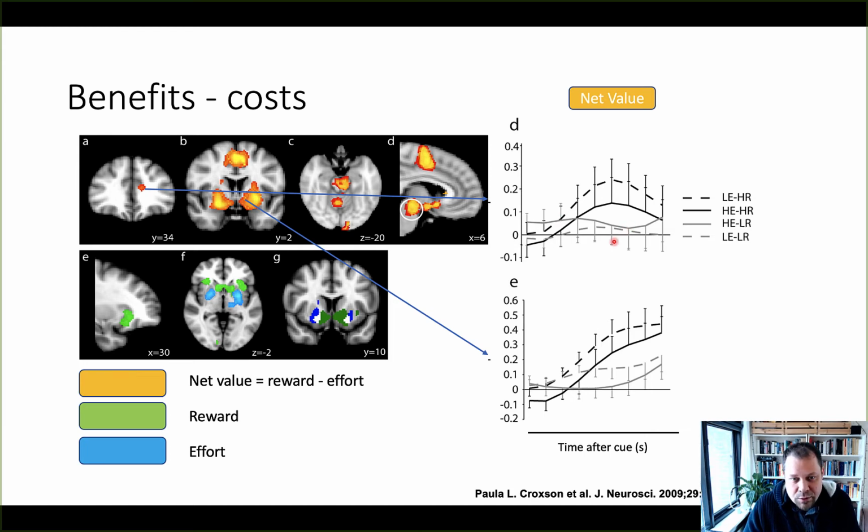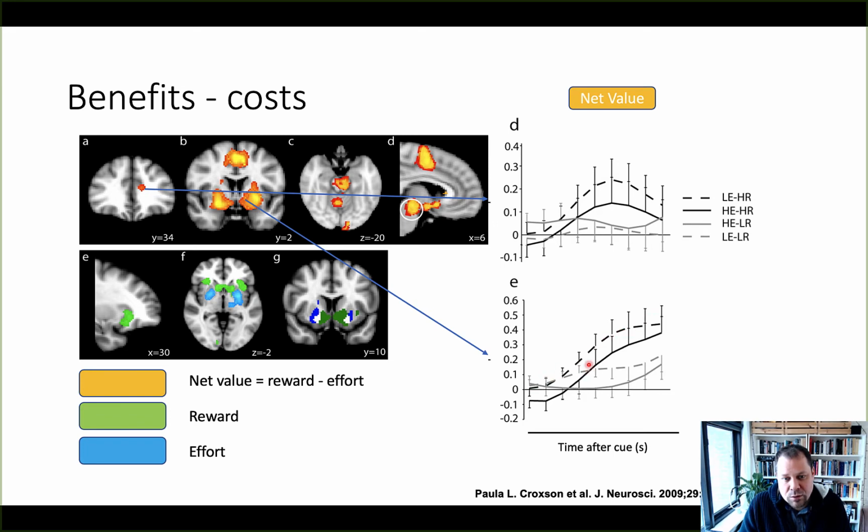And the net value regions show this interactive effect. So they show that the highest value is given to low effort, high reward. So that's the highest bold response trials, right? Then the second highest is to high effort, high reward. That's the second highest bold response. Then we have high effort, low reward, and low effort, low reward. And here maybe the striatum follows a better response, because the ordering here is closer to the correct ordering.